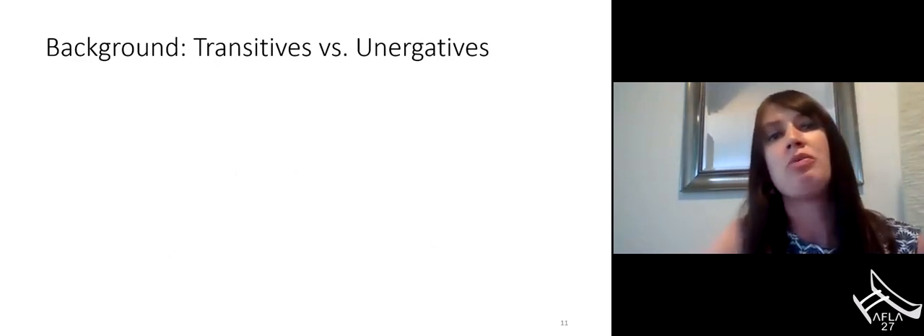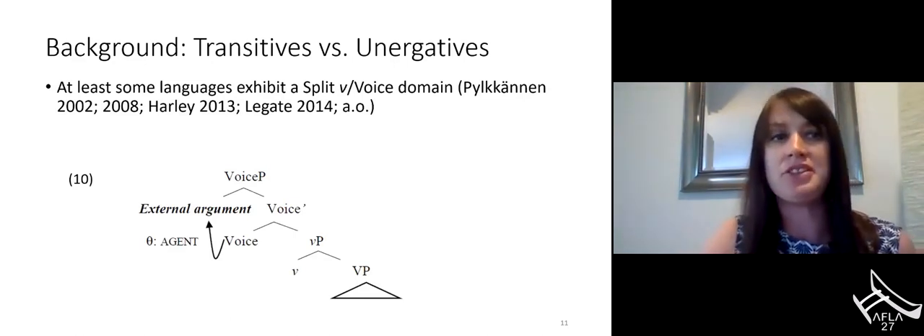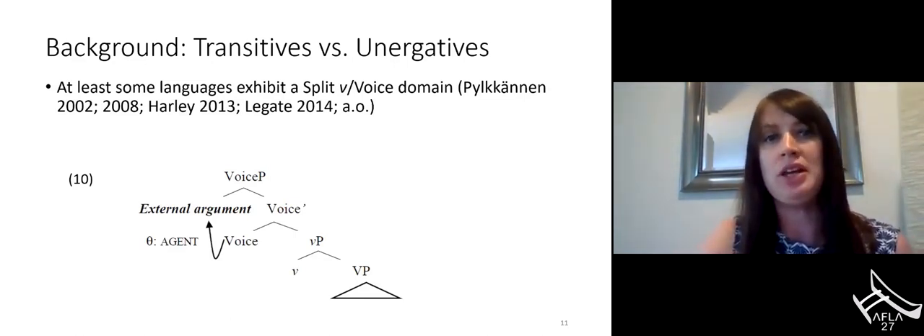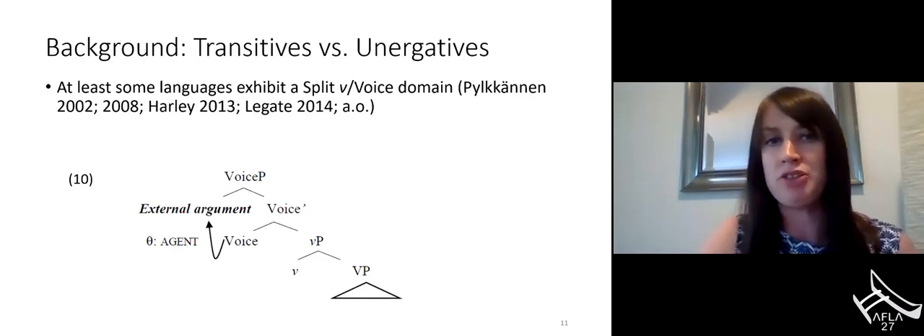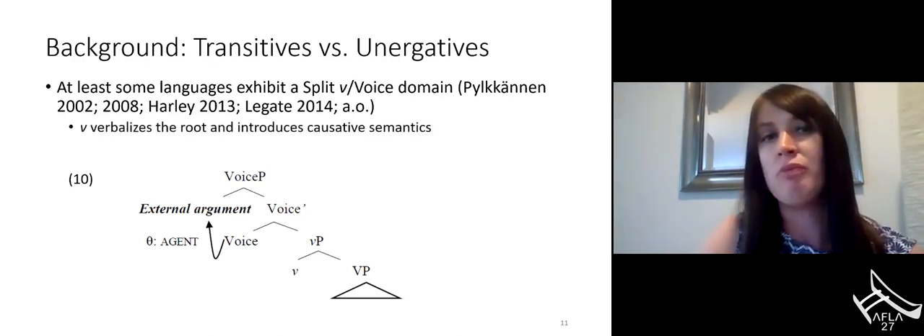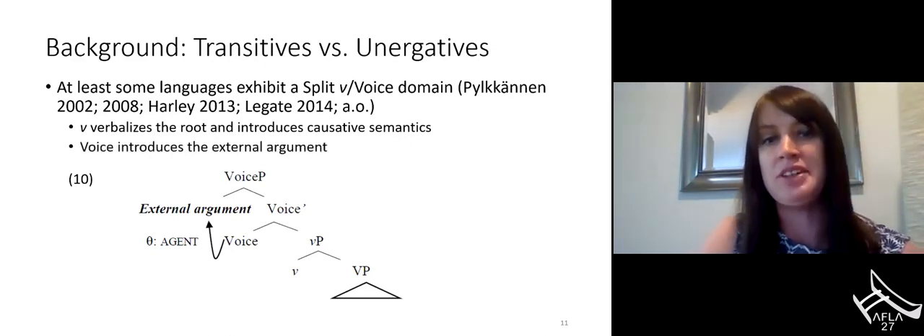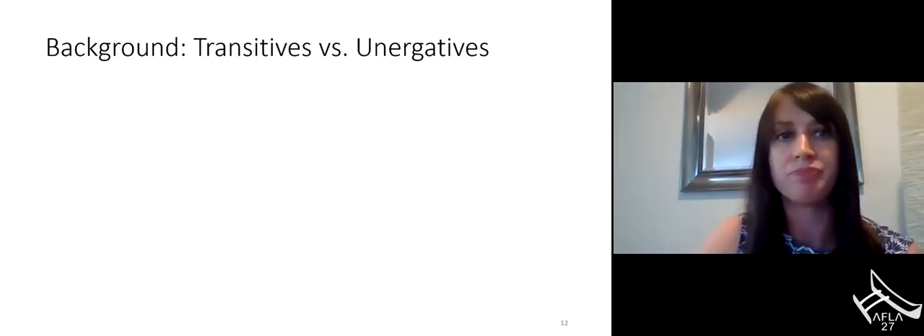So our background concerning the distinction between transitives and ergatives, the next building point, building upon the structure shown right at the beginning, back in 1, is that it's been argued that at least some languages exhibit a split V and voice domain, something like what we have in 10, where little v verbalizes the root and introduces causative semantics, and voice is responsible for introducing the external argument, assigning it a theta role, and in some languages for licensing the internal argument.